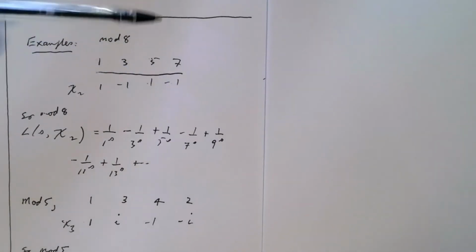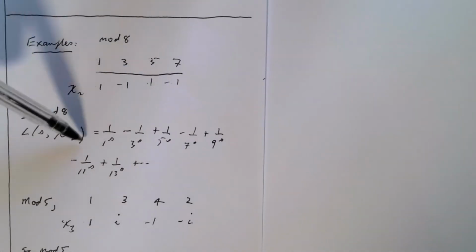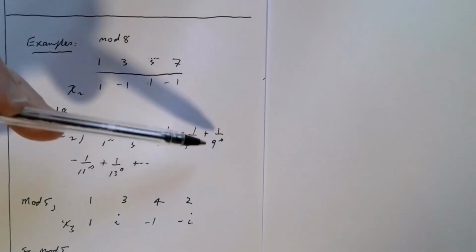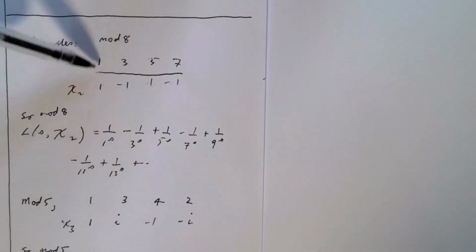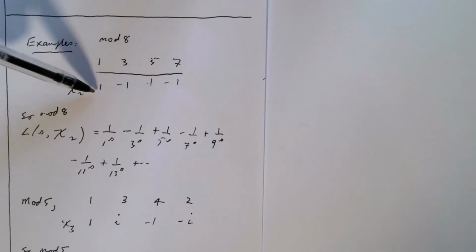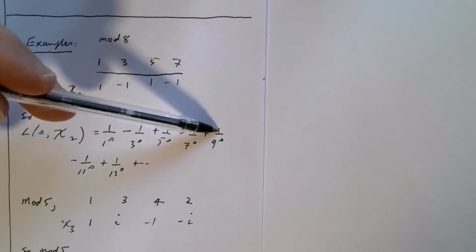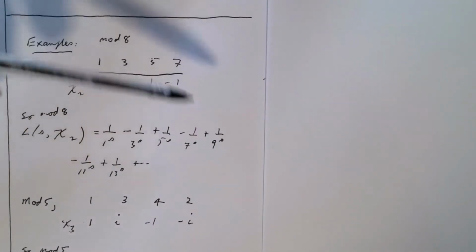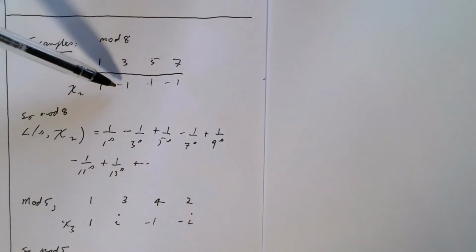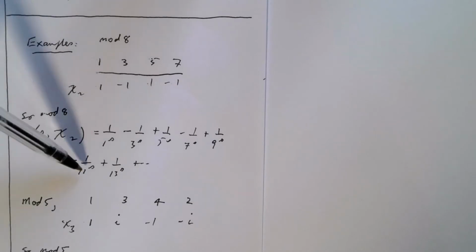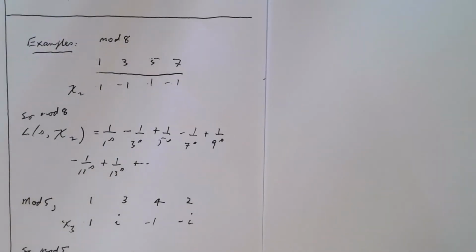Now, this is now a Dirichlet character, and so 9 is congruent to 1 mod 8, and so the whole thing cycles back. It's got period 4, and so we just continue on 1 over 9 to the S, then we get -1 on 11 to the S, and so on. +1 on 13 to the S, and so on. So that's what these things look like. This is how we calculate with them.